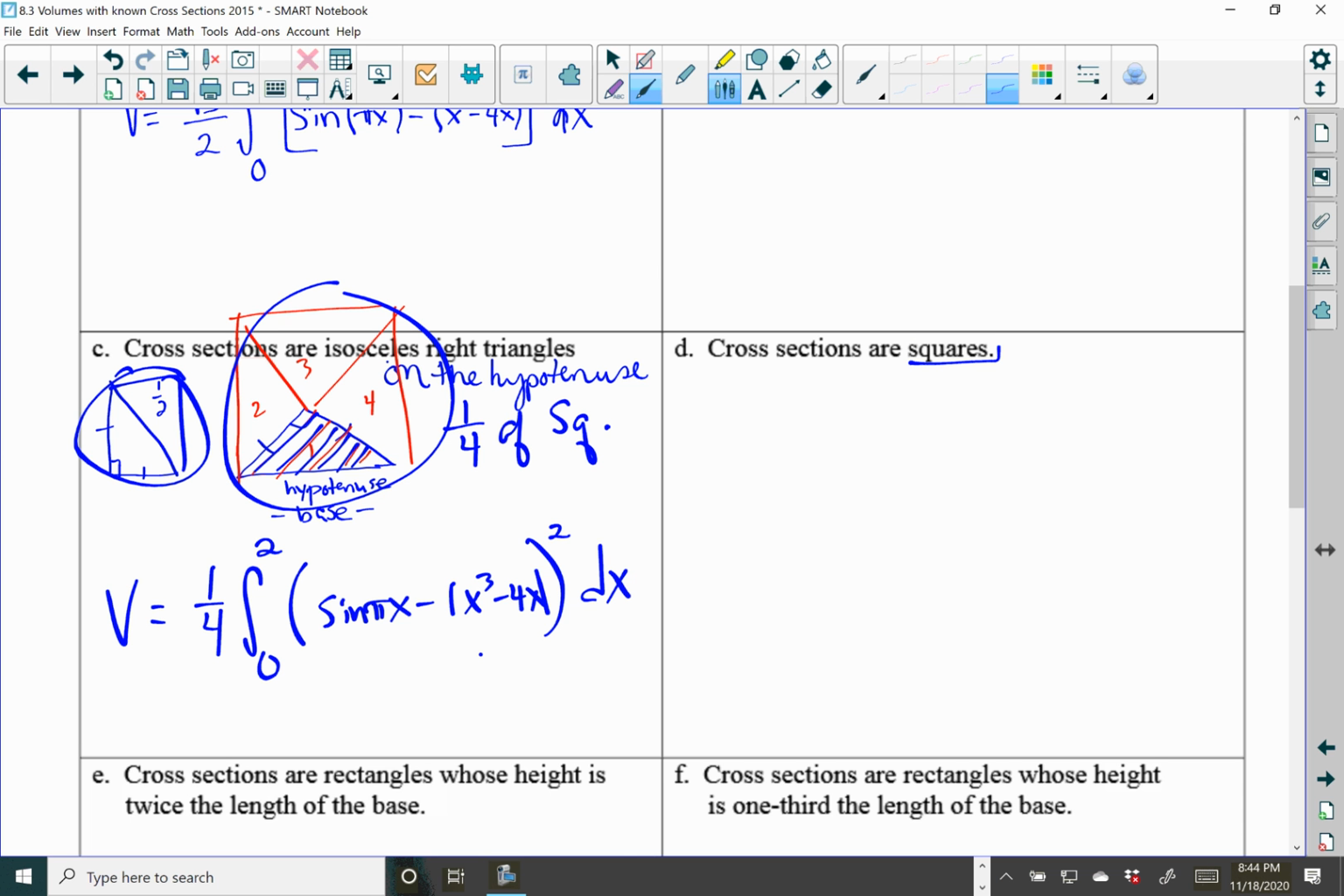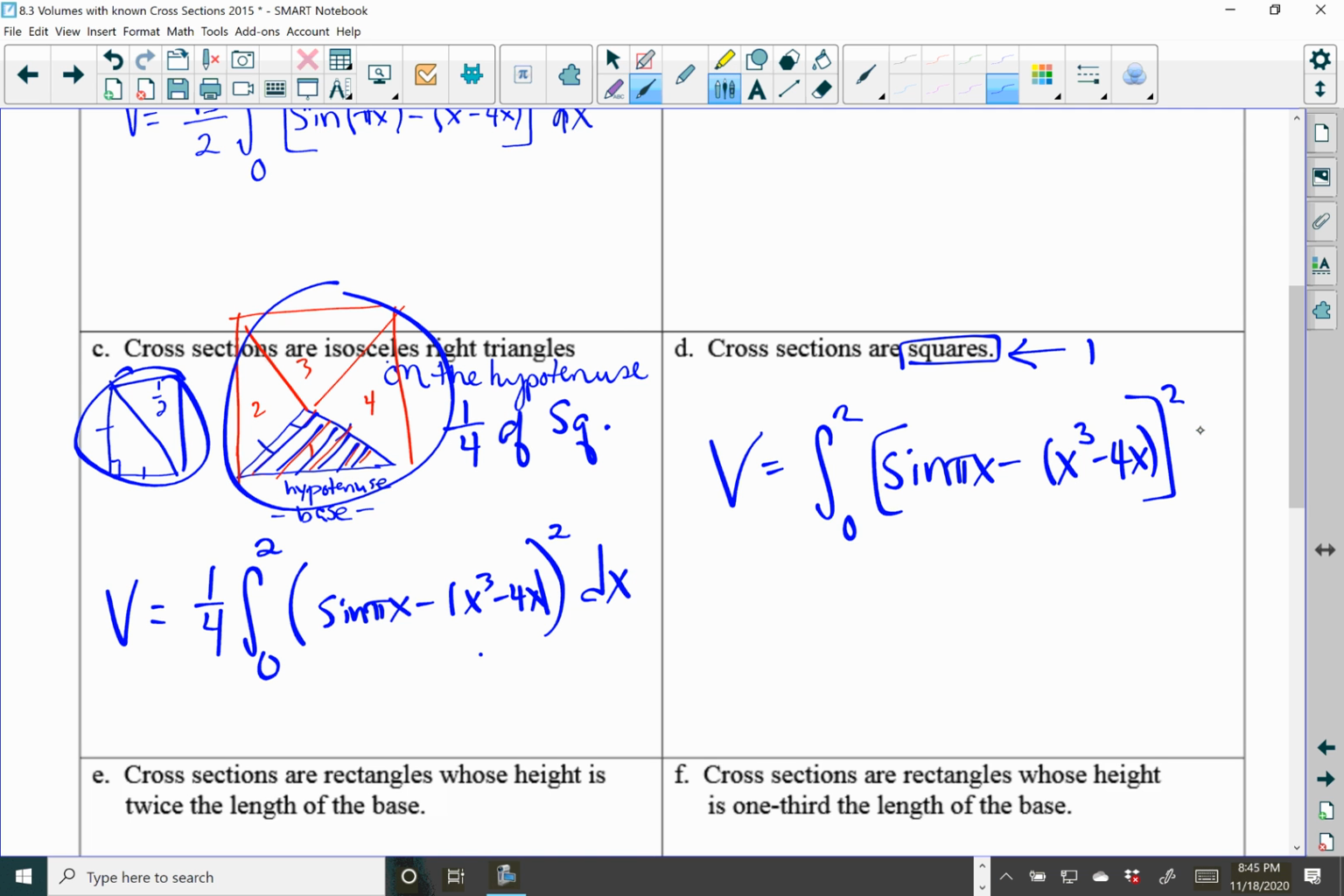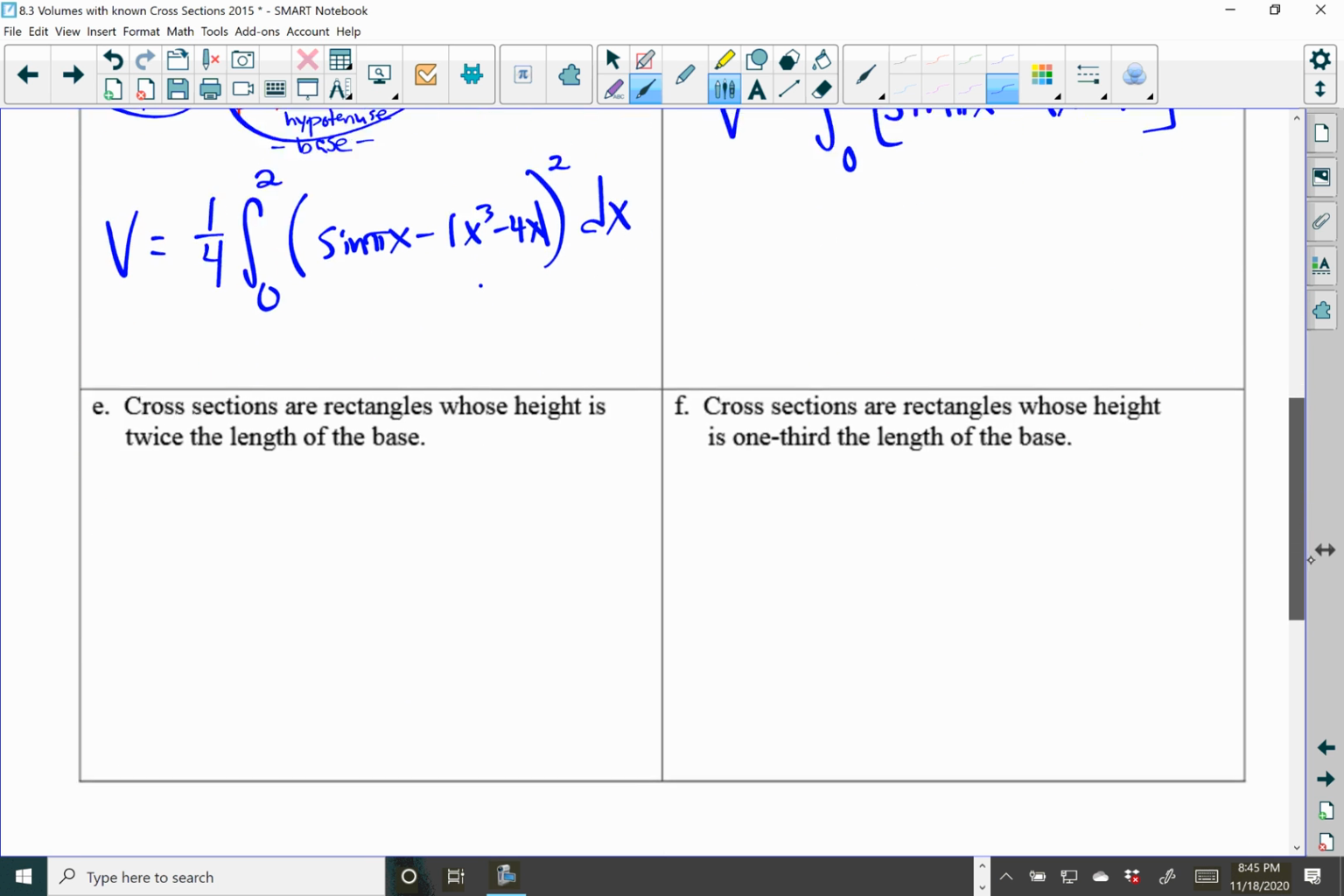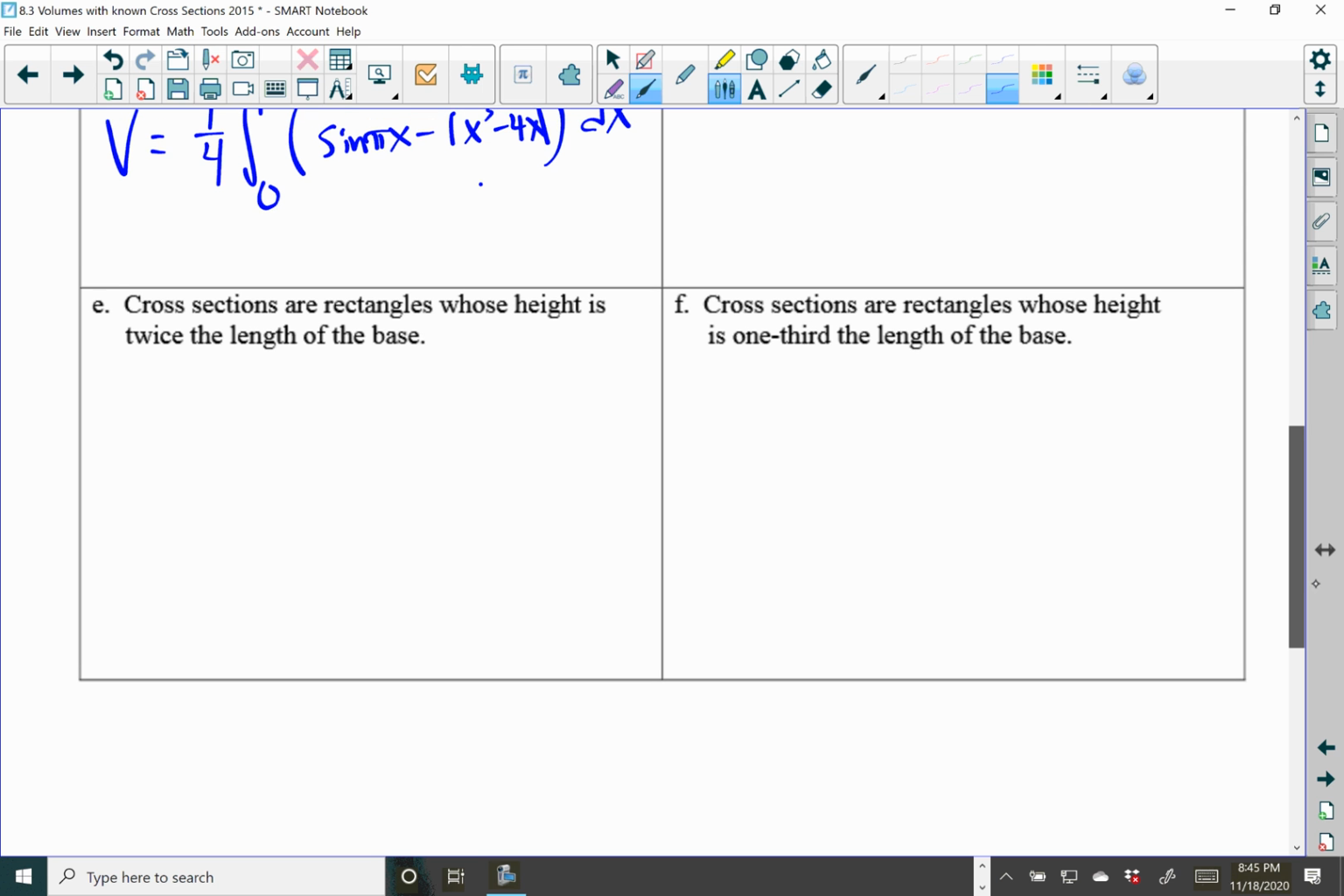Cross sections are squares. Well, that means that my coefficient is a 1, because I've got the full square, so volume equals the integral from 0 to 2. I just need the distance across the base, squared, dx. That one's done.